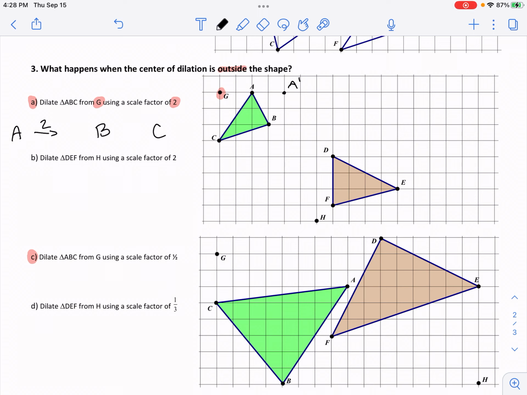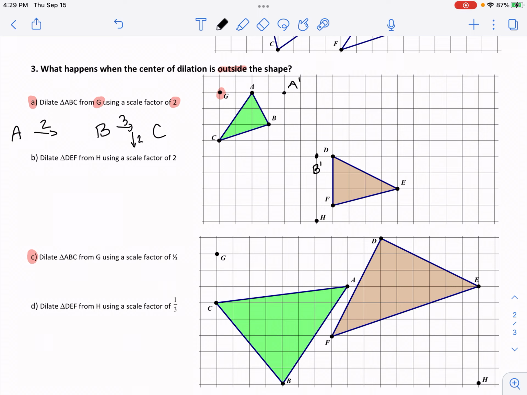G to B, there's multiple directions we got to go there. But this is 1, 2, 3 to the right, 2 down. Okay, multiply by 2, so this is 6 right, 4 down. 1, 2, 3, 4, 5, 6, 1, 2, 3, 4. That's close to the other triangle, but that is B prime.